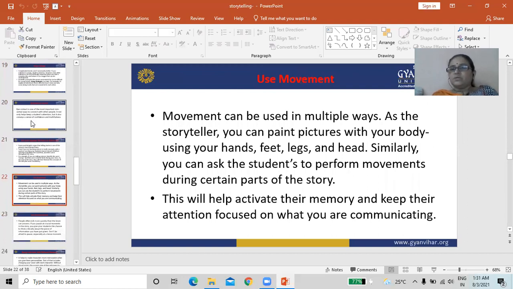Use movement whenever you are telling a story. Movement can be used in multiple ways, as the storyteller can paint a picture with the body using your hands, feet, and legs. Similarly, you can ask the students to perform movements during certain parts of the story.